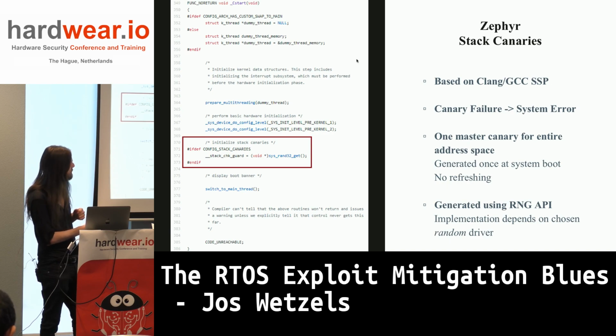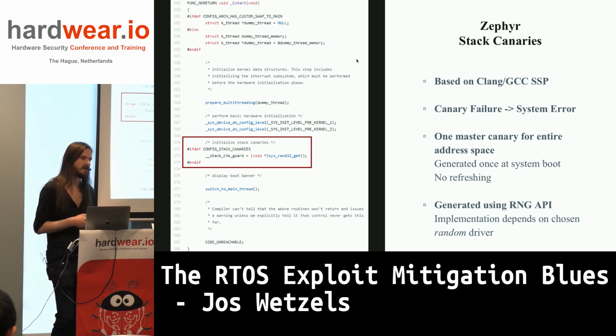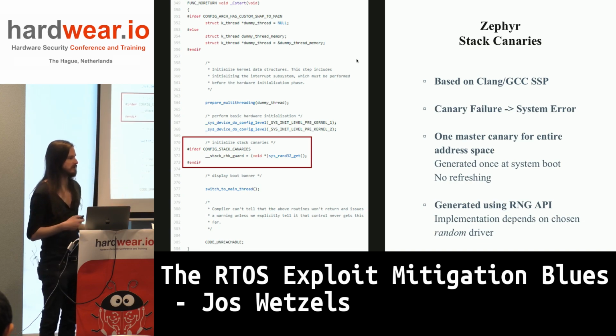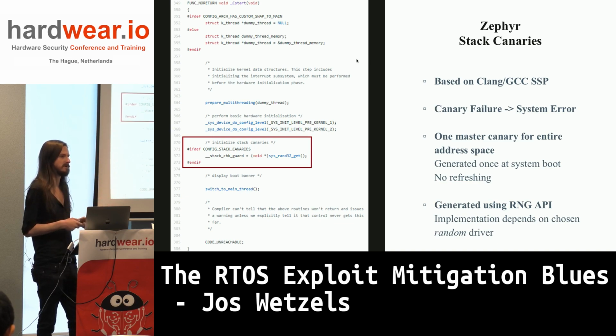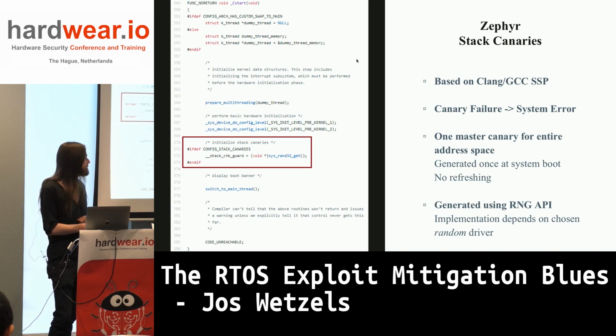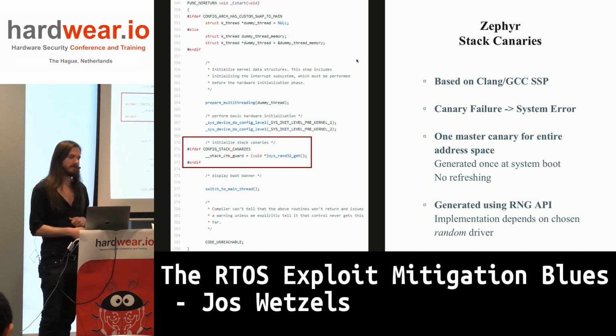They generate one master canary value for the entire address space, which on the one side means that if you compromise one of the tasks or one piece of code, you compromise all of it, but it also makes sense because it's a single address space operating system anyway. This value is generated once at system boot, and it's never refreshed after, which is a downside, but not that big. And it's generated using their random number generator API, as you can see here. And the implementation of that API depends on the chosen random driver.